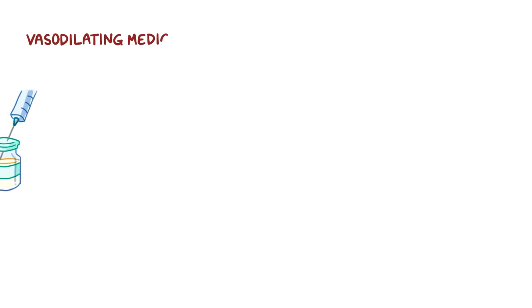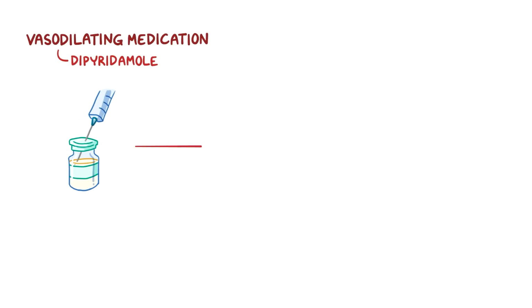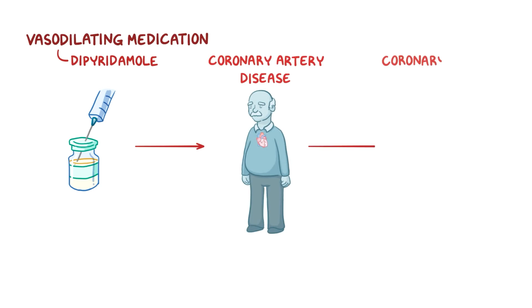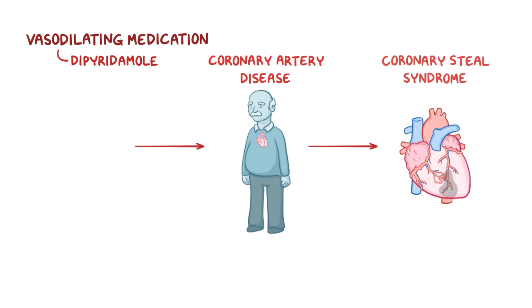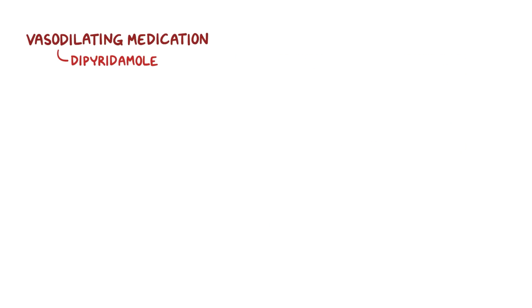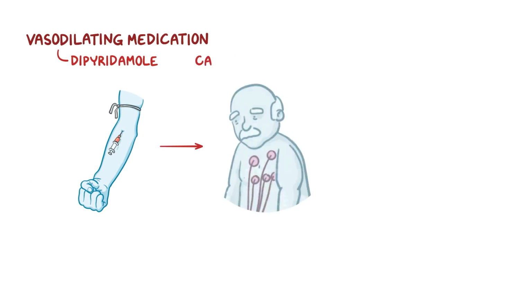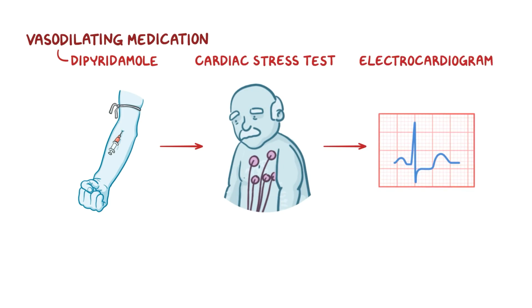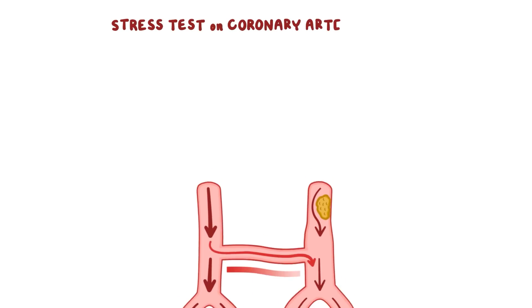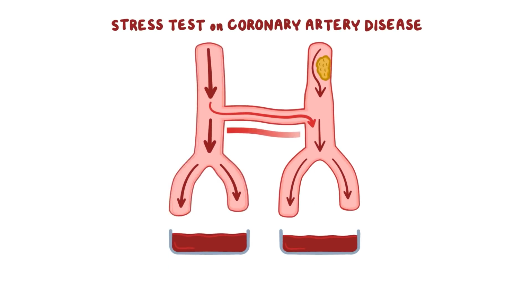But when a vasodilating medication like dipyridamole is given to an individual with coronary artery disease, coronary steal syndrome may occur. Dipyridamole is usually given intravenously for a pharmacological cardiac stress test, and the heart's response is observed on an electrocardiogram, or ECG, to diagnose cardiac ischemia. When the test is done in an individual with coronary artery disease, it results in vasodilation of all coronary arteries except the ones which are obstructed, because beyond the obstruction, the coronary artery is already maximally dilated.